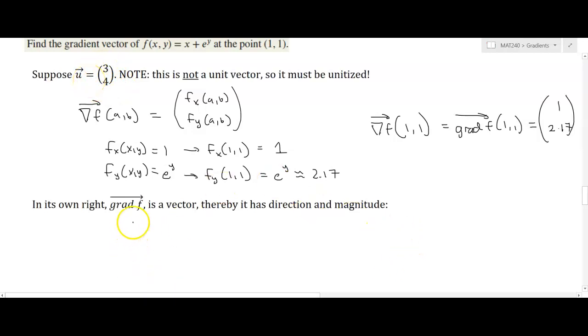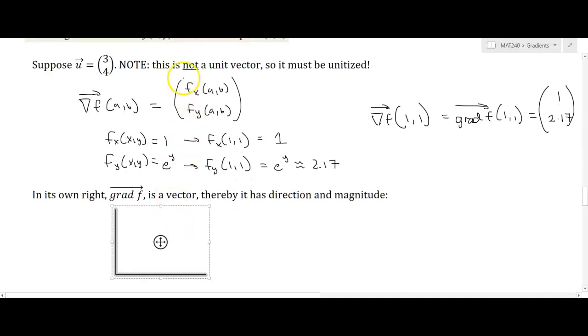Okay, so in its own right, what we've just come up with is that the two partial values, f sub x and f sub y, form a vector. And that means we can plot it, and it has magnitude and it has direction. So let's go ahead and represent this scenario. We're standing at the point (1, 1), and we want to travel in the direction of u, which will point in the direction (3, 4). So it'll basically point over here.